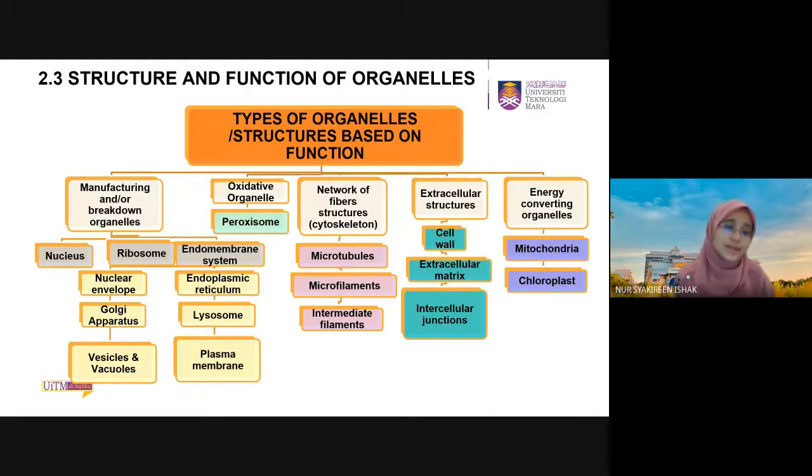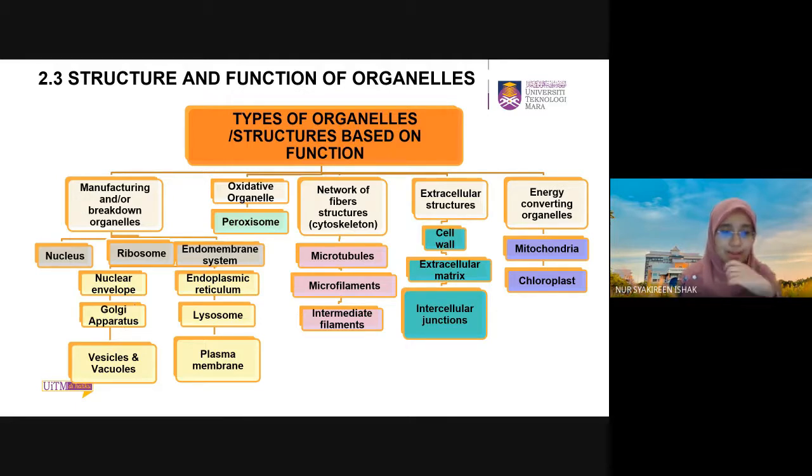The nucleus can also manufacture. In the nucleus you have the DNA, kan? So from the DNA, it produces mRNA, for example, to produce something. And then in the nucleolus, within the nucleus, that region, as I've mentioned, is to produce the subunits of ribosome. The small and the large subunit of ribosome are produced in the nucleolus, in the nucleus.